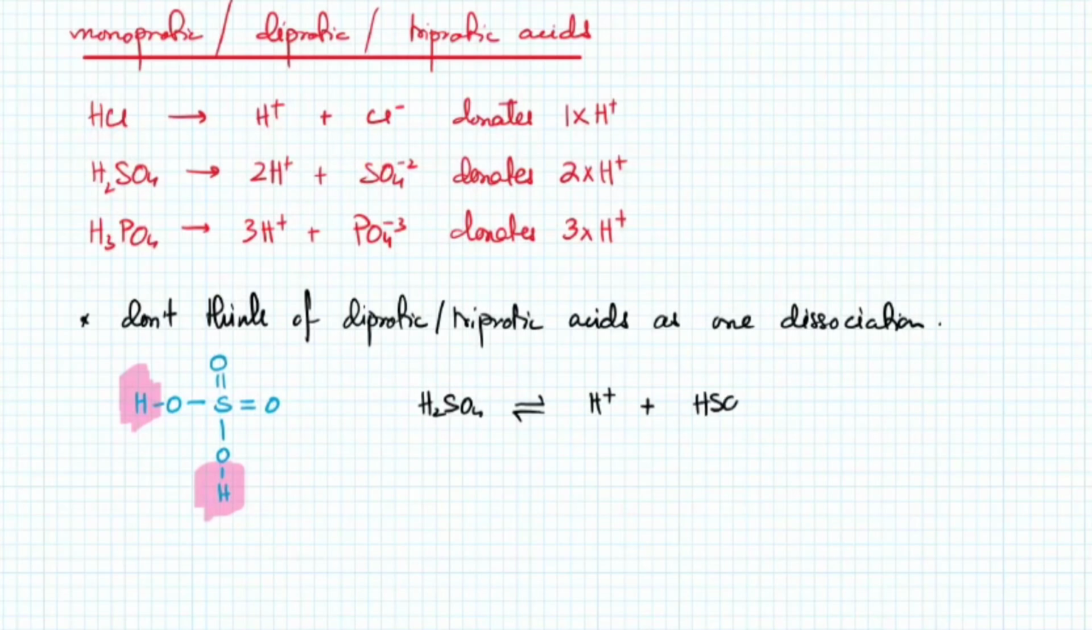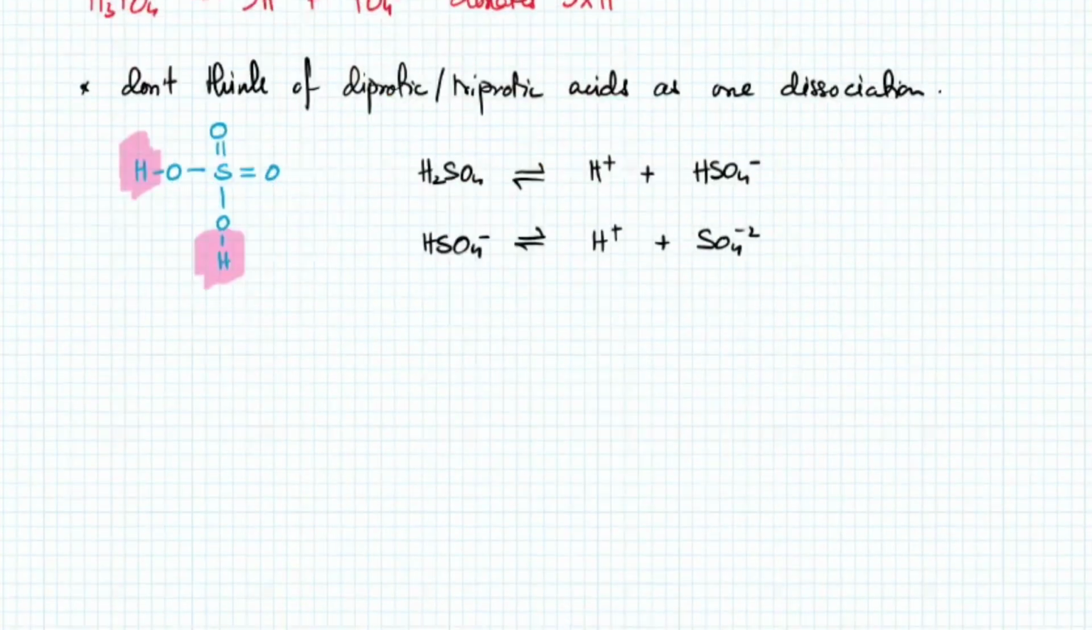So you'll be left with HSO4 minus one. And then that HSO4 minus one would lose another one and it will become SO4 minus 2, okay? So you clear, dissociations don't happen in one go for diprotic, triprotic acids. There are multiple steps involved, right? Is that clear? Yep, it's clear.